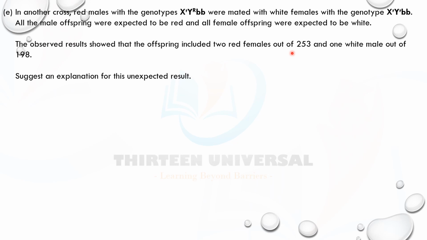Why does it occur in the result? The reason is maybe mutation has occurred. Mutation could be base substitution or base deletion, occurring on the gene. And because mutation occurs, instead of having white female, we're having red. The same thing here. Or it could be as a result of crossing over, guys.